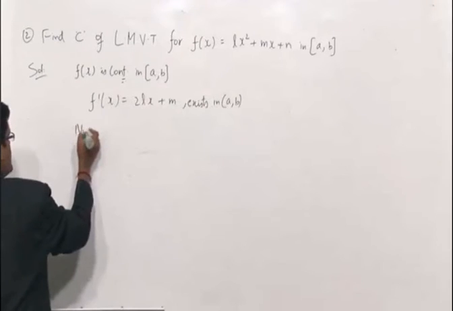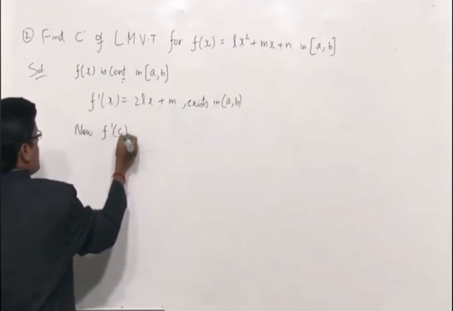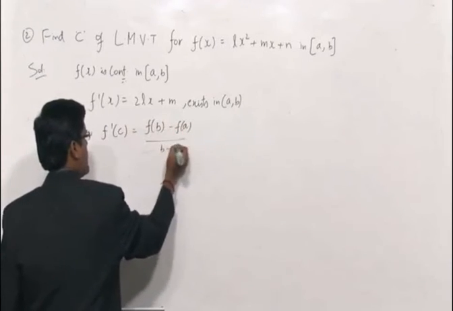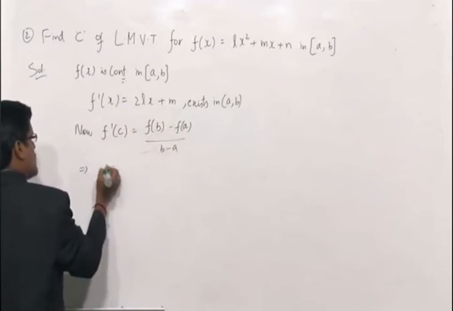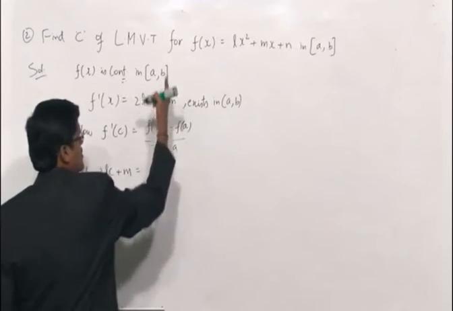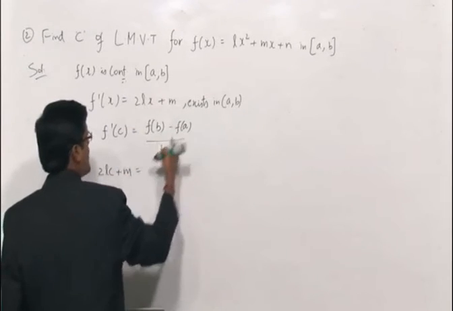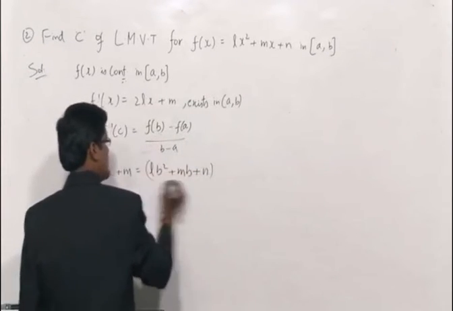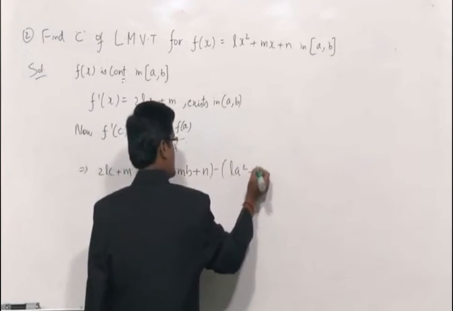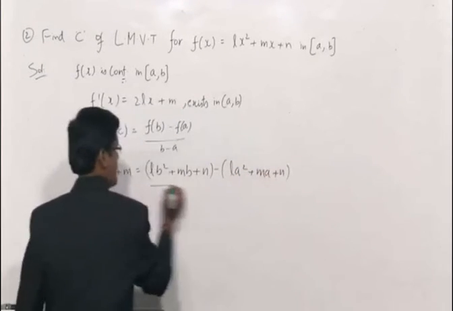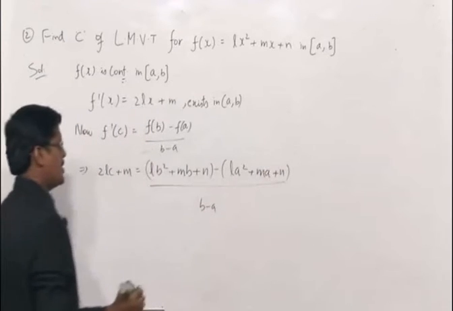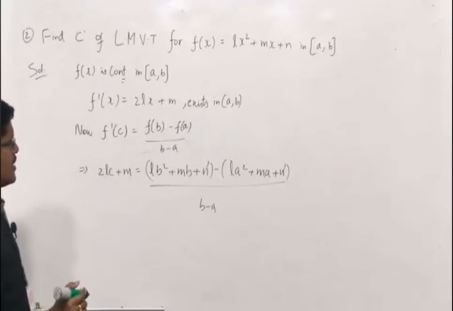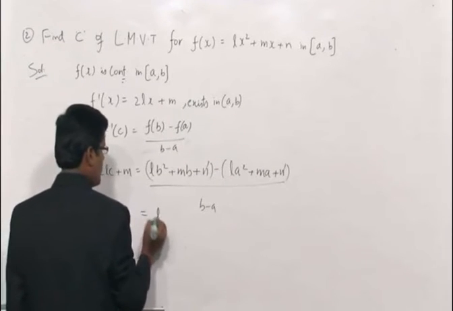Next, what is the formula for finding C? f'(c) = (f(b) − f(a))/(b − a). In f'(x) put x = c, that is 2Lc + m. In f(x) put successively b and then a: (Lb² + mb + n − (La² + ma + n))/(b − a). The numerator's n cancels. There are two a² terms, two L terms and two m terms. Simplify the like terms.